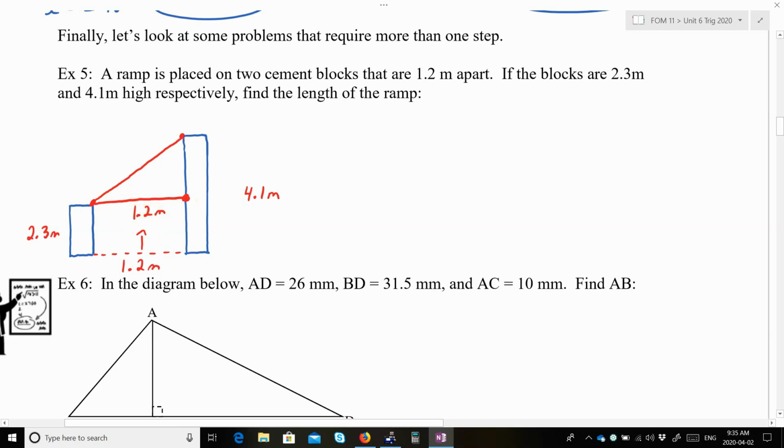Okay, we want to find the length of the ramp, which is this C value here. I know that's C because here's the 90 degrees, and across from the 90 degrees is C, and this is the ramp. So that's the length that we want to find. So we also need to know what this length is right here.